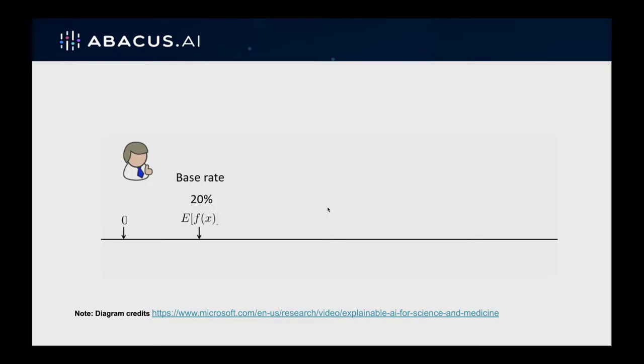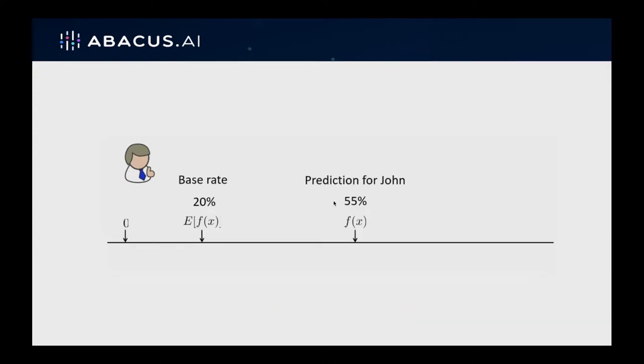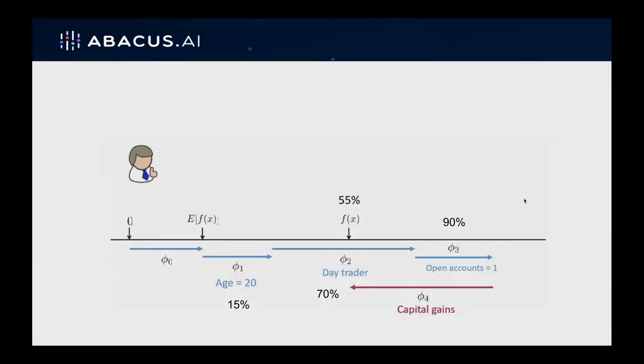So with that, I will jump back to the same example where John was trying to get his loan sanctioned. Let's say that the base rate is 20%. That means the expected value, which is nothing but just on average, if somebody's trying to take a loan, what will be the expected value of him getting the loan? And then for some reason, let's say his prediction jumps to 55%. And there are two features that are attributed to that. One is age, and the other is v2, which is his profession, which is day trading.